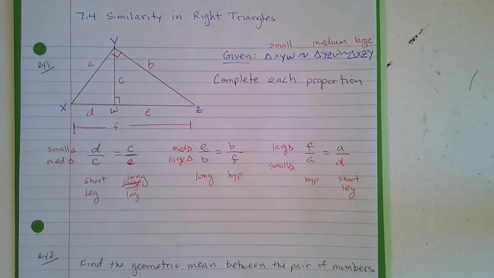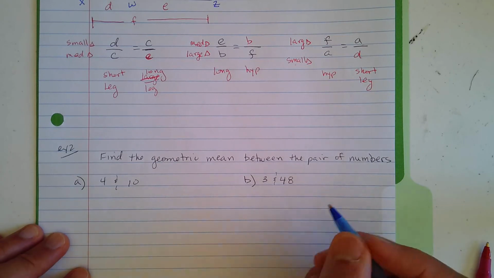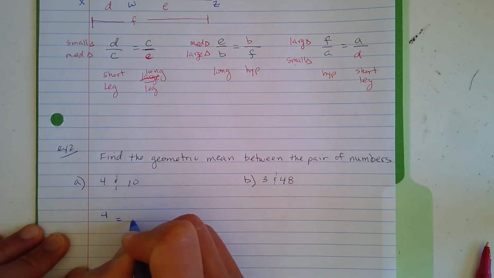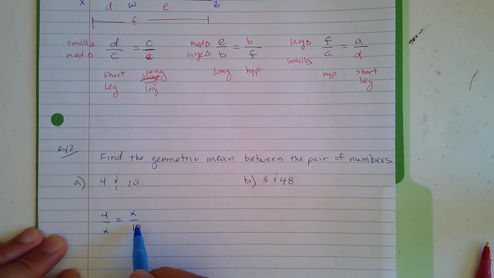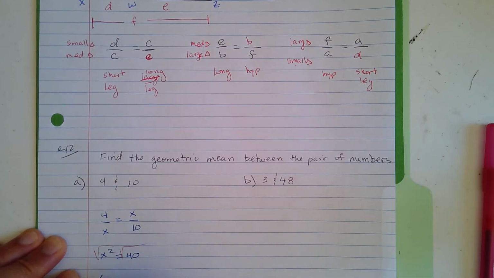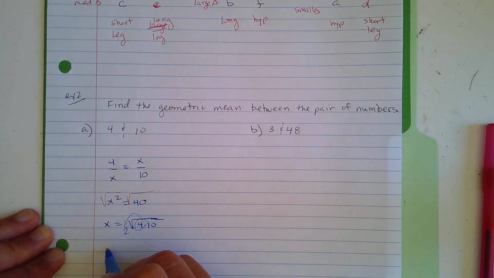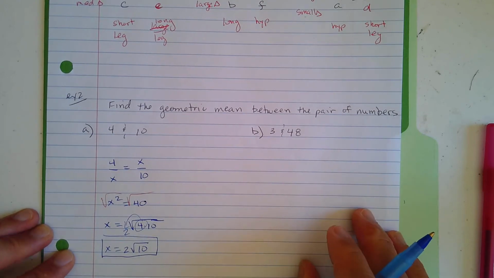Alright, example 2. It says to find the geometric mean between the pair of numbers. All it is, use your proportion. This is going to be x, cross product property, x squared equals 40. We take the square root, x equals the square root of 4 times 10. The square root of 4 is 2, so x equals 2 square root 10. So that's the geometric mean.